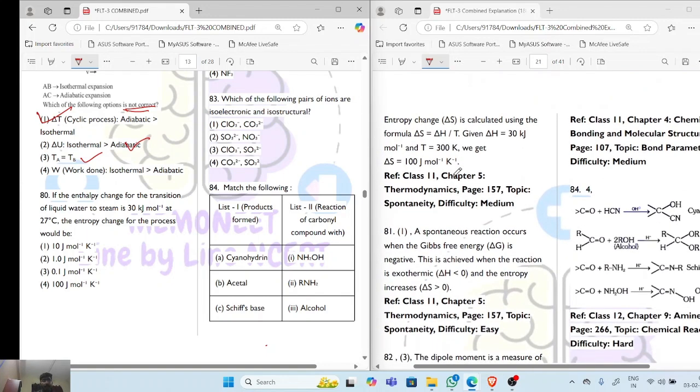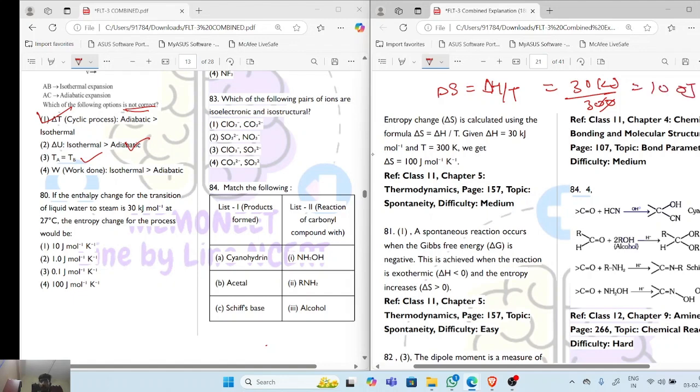Now comes to question number 80. If the enthalpy change for the transition of liquid water to steam is 30 kilojoule per mole at 27 degrees Celsius, the entropy change for the process would be? The value of delta S is calculated using the formula delta S equals delta H divided by T. So delta H is 30 kilojoule divided by 300, which directly gives 100 joule per mole per Kelvin. So option number 4 is our correct answer.